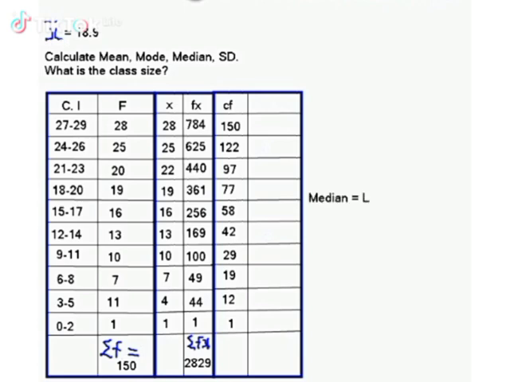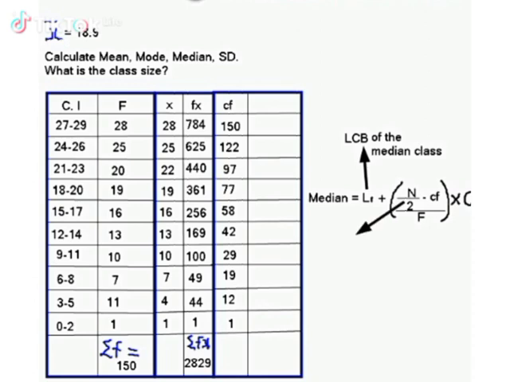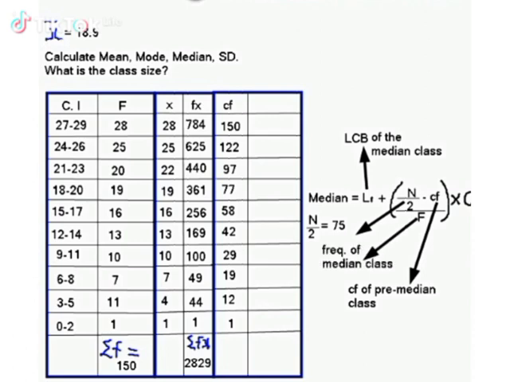Then let us now put the formula for median. To explain all these parameters, L sub 1 represents the lower class boundary of the median class. N over 2 is the summation of the frequency divided by 2, which is 75, that is dividing 150 by 2. Then the next is CF, which is the cumulative frequency of the pre-median class, the class before the median class. f is the frequency of the median class, and c is the class size.